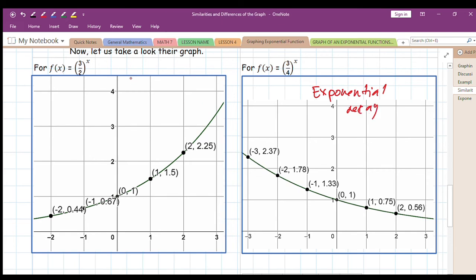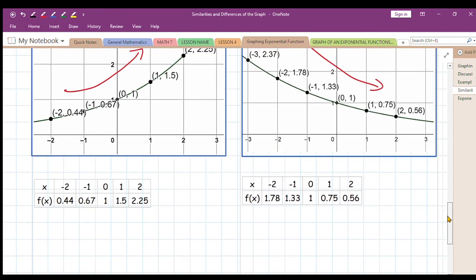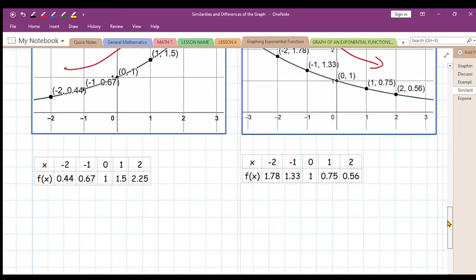Ito naman yung exponential growth, because it is an increasing function, and also this one is a decreasing function. Pababa siya. Ito naman pataas. Ano po? And also, paano ko kaya siya nakuha? So, simple lang po, just follow the rules.